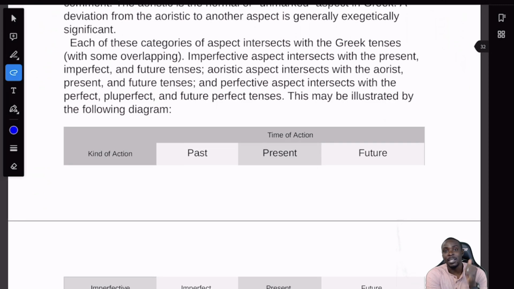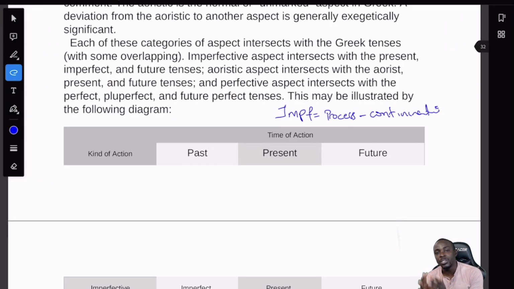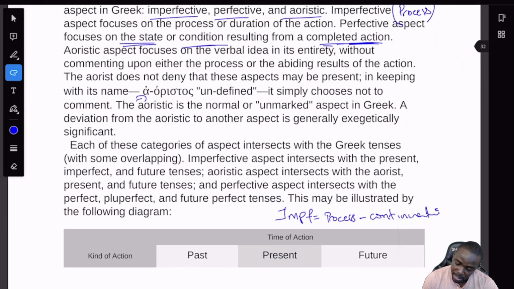Of course, he says there is imperfective, IMPF, that has to do with more process, right? Process or the continuation. So many persons, when they are translating the imperfect, think of it as a continuous action. This is just one key thing to note when you're studying Greek: many persons see the imperfect as a continuous action. Then not only do you have the imperfective aspect, but he says you have the perfective aspect.